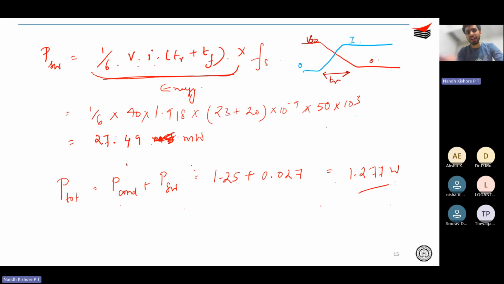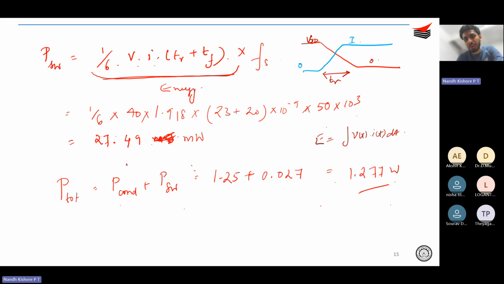So if you integrate it, or if you find out the area under it, that is, if you do the power calculation, you know that the energy will be integral V of t, I of t, dt. Okay. So if you integrate it, you will get the energy. The formula will turn out to be something like this: 1/6 into V into I into TR plus TF, if you do the integration.